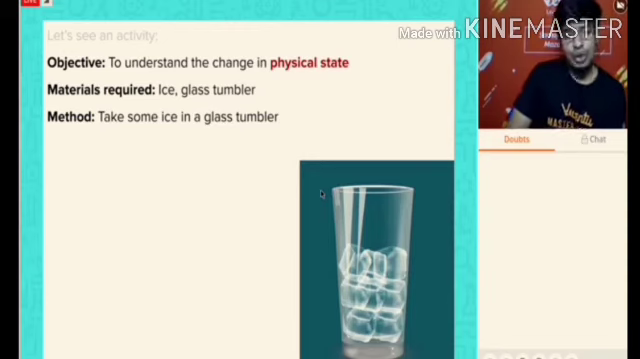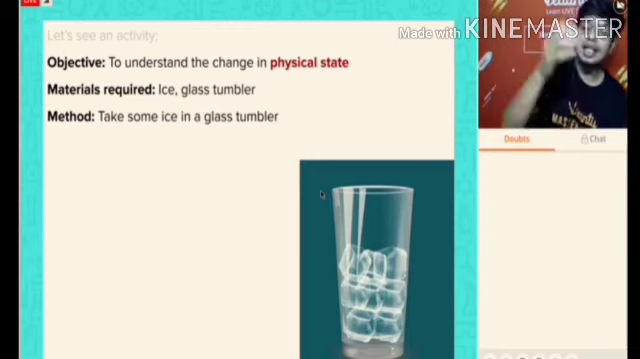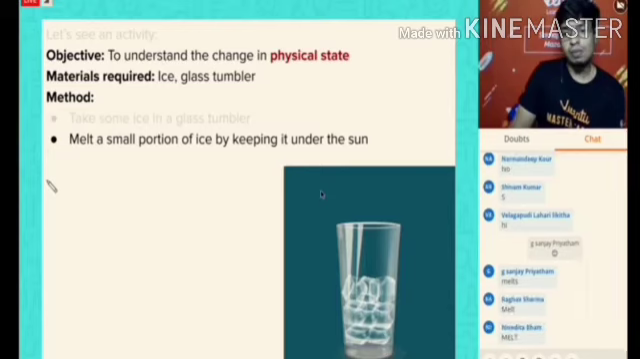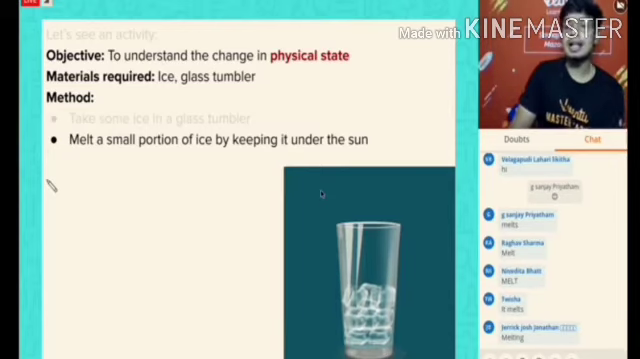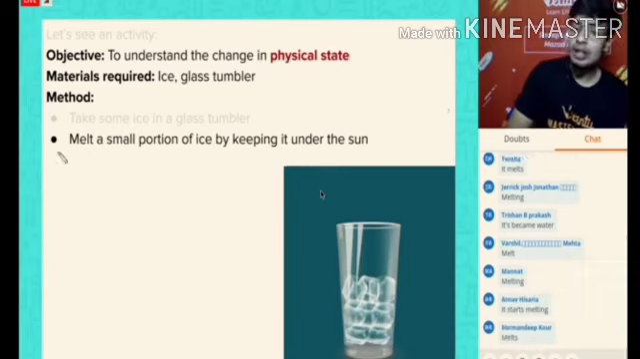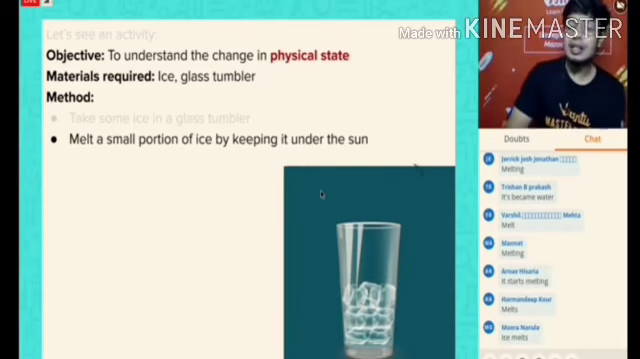So what we are going to do is take this glass and keep it outside in the sun. Now, what happens to the ice, guys? Let me know in the chat box. What happens to the ice if you keep it in the sun? They start melting. Exactly. The ice starts melting. It becomes water. Can we consider that as a change?